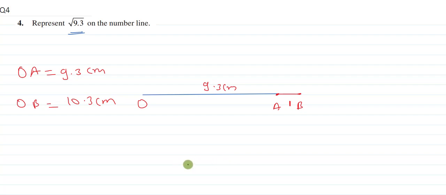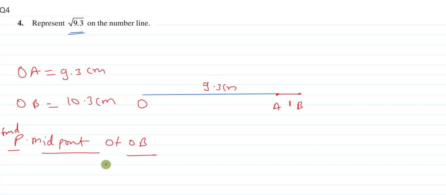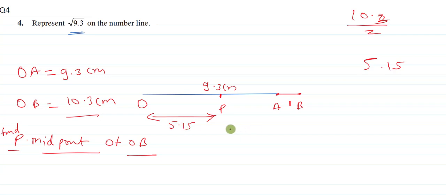Now what you have to do is find the midpoint of OB. Let's suppose P is the midpoint of OB. How will you find the midpoint? Simple, divide it by 2. How much will it be? 5.15, right? So this distance OP is 5.15, and the distance PB will again be 5.15 because it is the midpoint. Okay, understood?